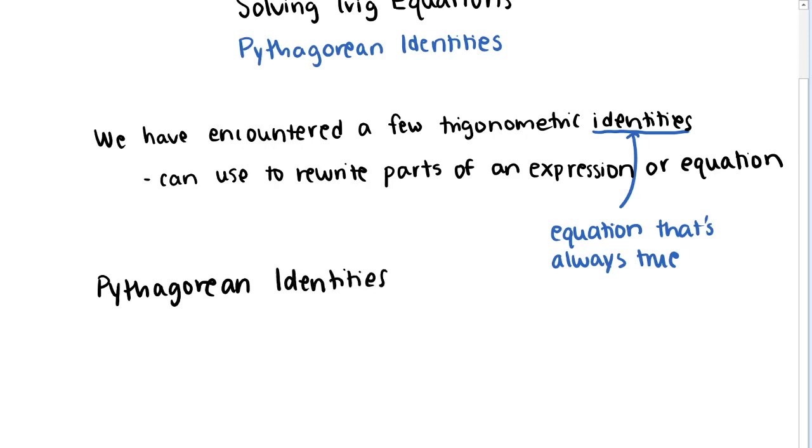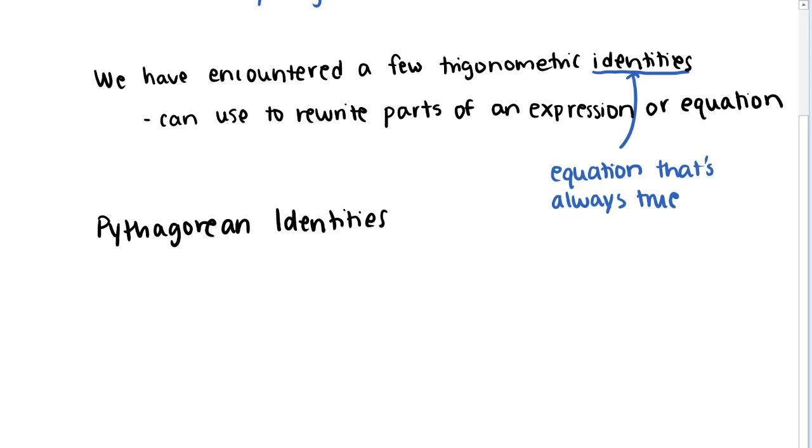There are many different variations, but the main one that comes from the Pythagorean theorem is if we have sine squared of theta, and we add that to cosine squared of theta, this is always equal to 1, regardless of what value we plug in for theta. So if we ever see a sine squared plus a cosine squared in an equation or expression, we can replace that with a 1 because it always equals 1.